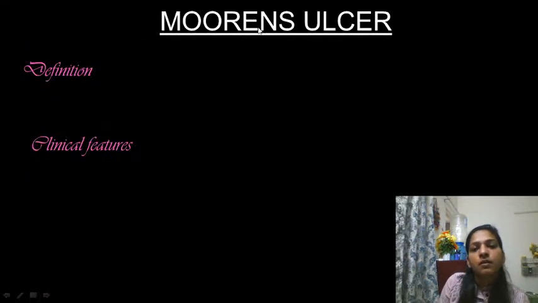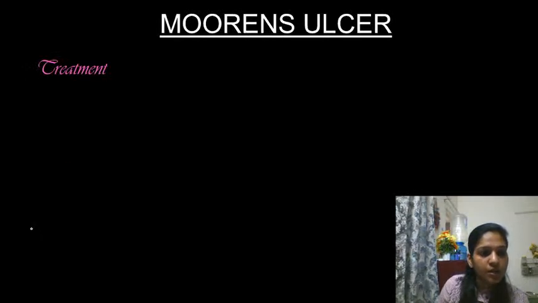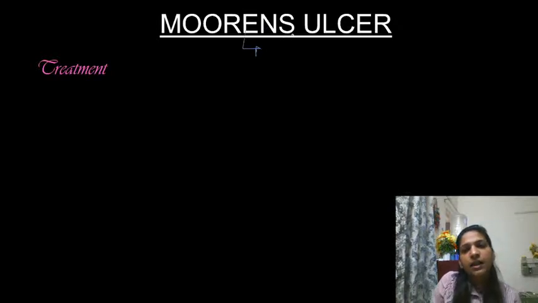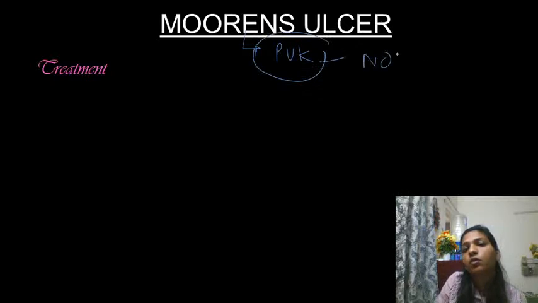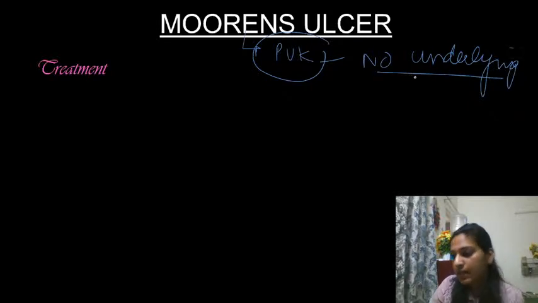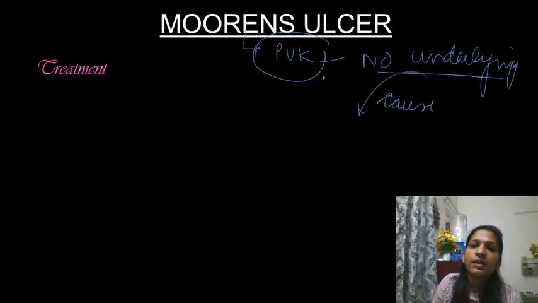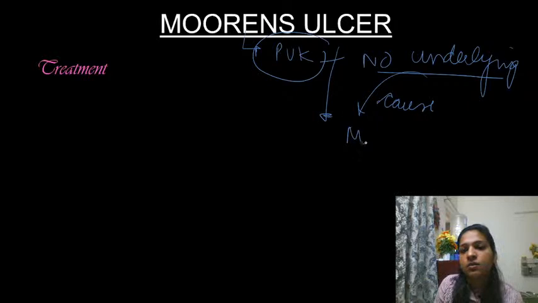Okay, now we come on to the Mooren's ulcer. Mooren's ulcer is very much like peripheral ulcerative keratitis, but with no underlying cause. It is a diagnosis of exclusion. If in peripheral ulcerative keratitis we cannot find any underlying cause, then that is known as Mooren's ulcer.